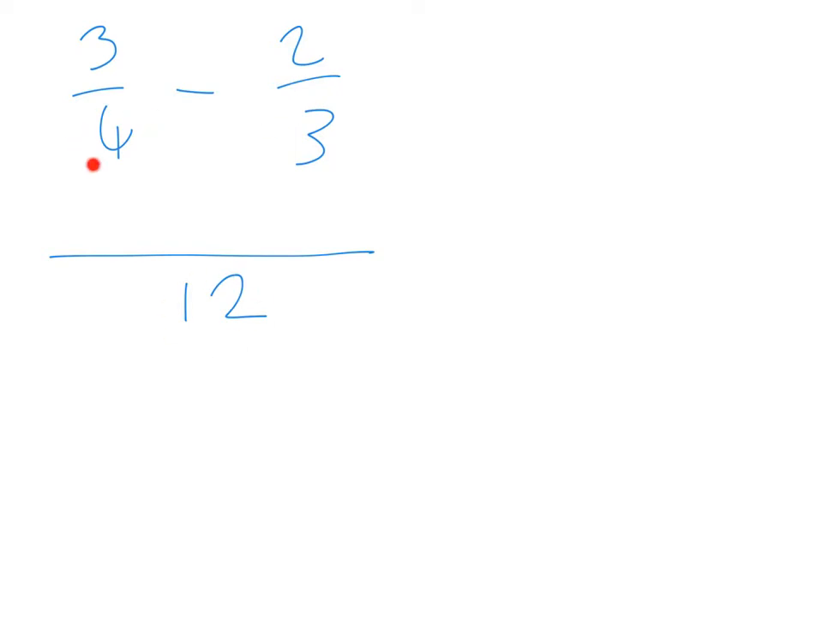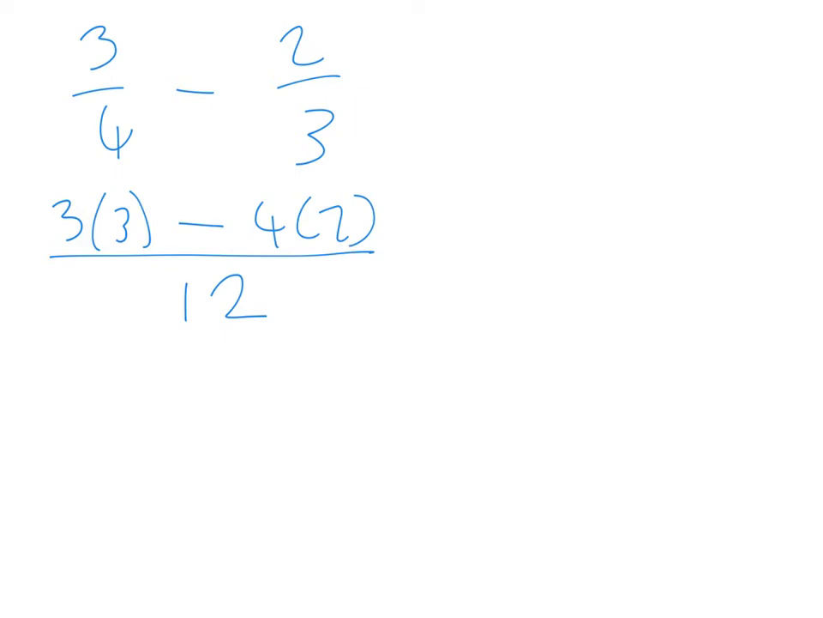Then say, how many times does 4 divide into 12? Well, it divides 3 times. So we're going to multiply 3 by the numerator, which is also 3. So we have 3 multiplied by 3 on the top of our fraction. Then have a minus. And then we say, how many times does 3 divide into 12? Well, it divides 4 times. It's going to be 4 multiplied by this numerator, which is 2. And brackets mean multiply.